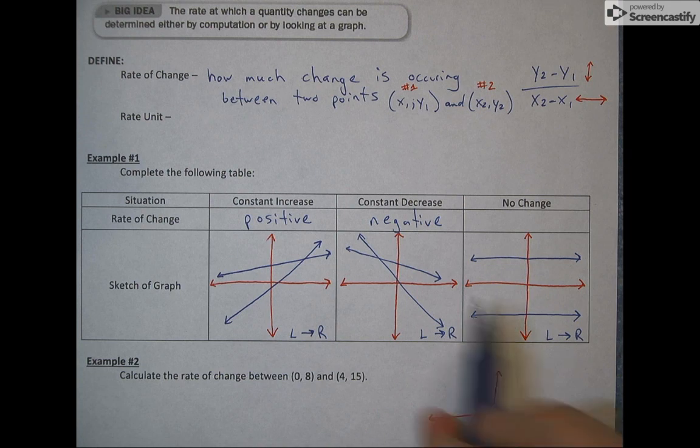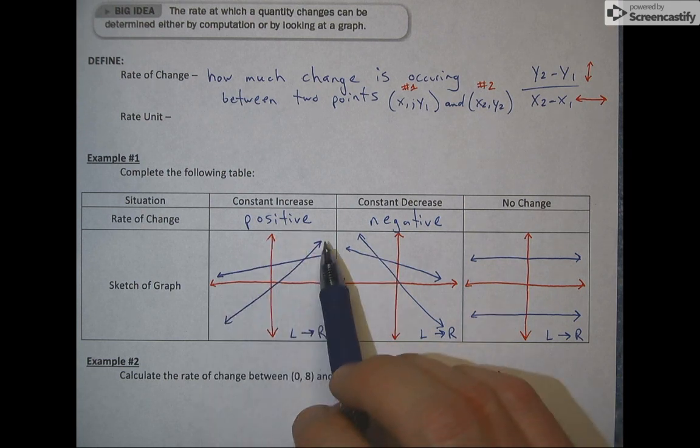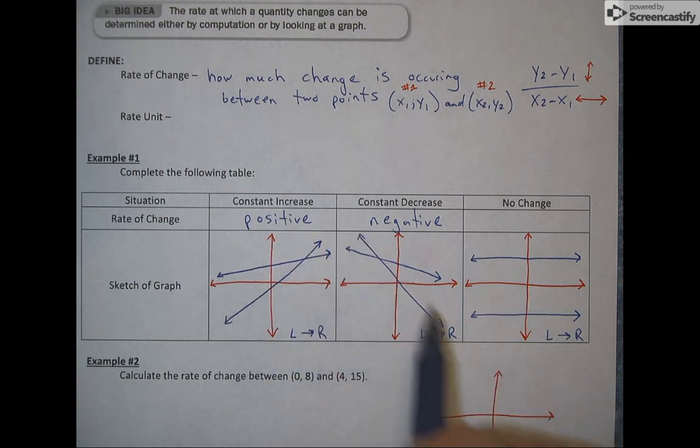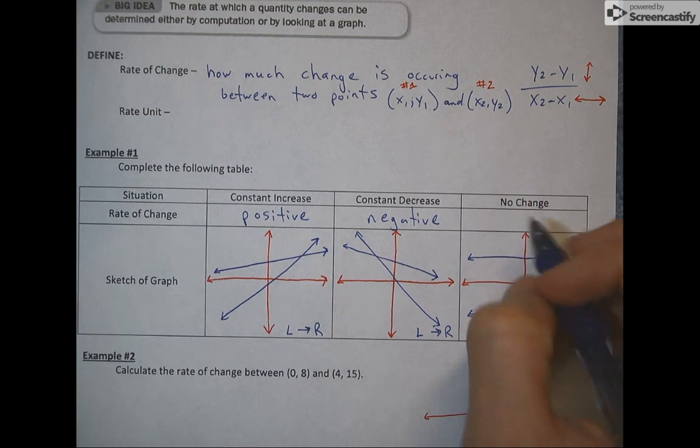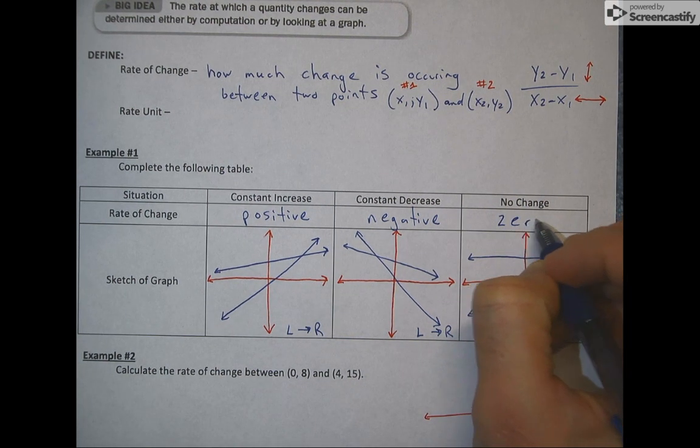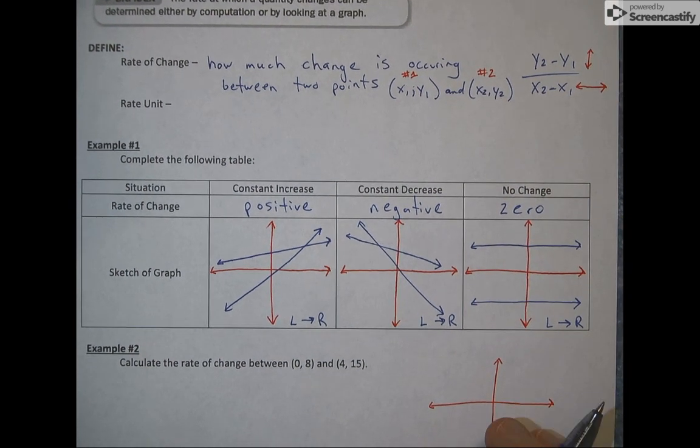All right, no change at all. So positive numbers are going up, increasing. Negative numbers are going down, decreasing. So if there's no change, then that means your rate of change is just 0. So when we represent this with a number, we're going to get 0.